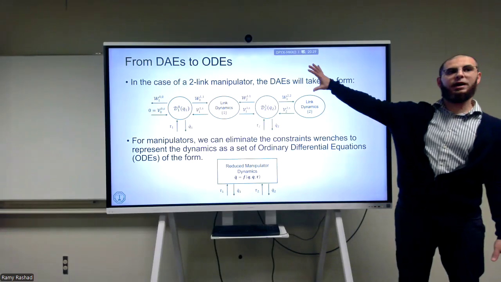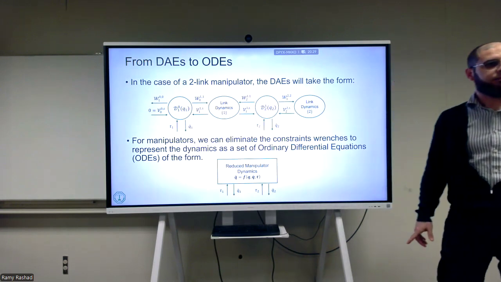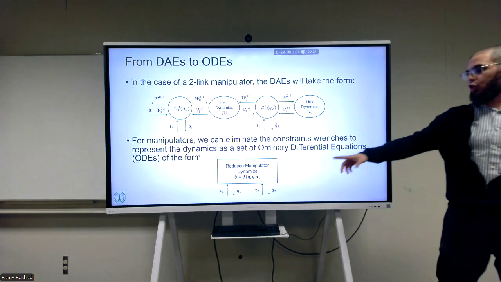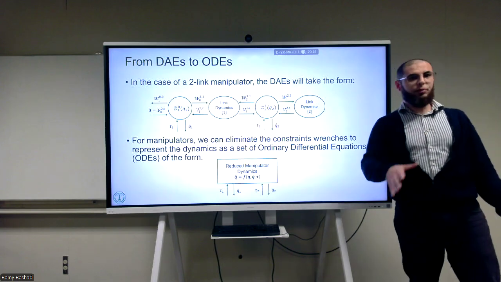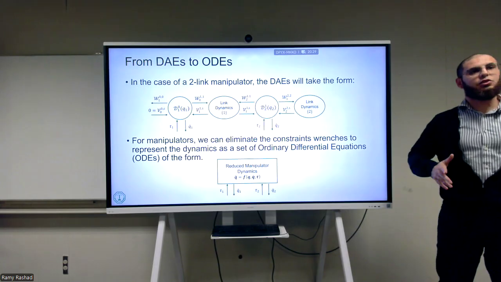Okay, so you're going to go from a differential algebraic equation to an ordinary differential equation. Yes. Can we reduce them down to a first order differential equation? Yes, you can. It's very easy to go from the second order to the first order. We're going to be doing that after the midterm, inshallah, to actually start doing the control. Yes, it's very easy to do it.